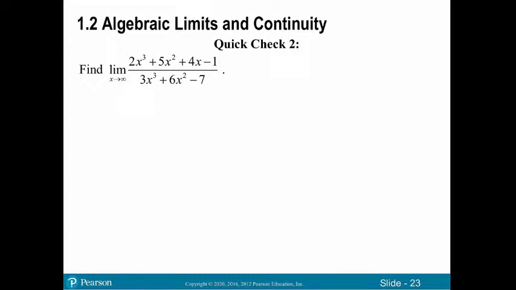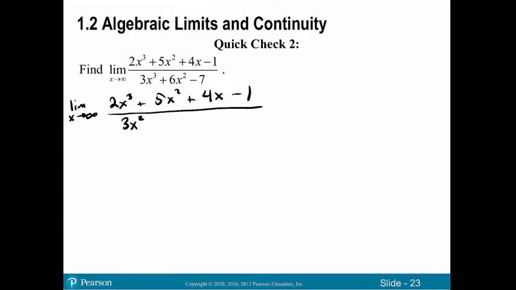Let me start by getting a copy of the original. We have the limit as x tends to infinity. On top we have 2x cubed plus 5x squared plus 4x minus 1. On bottom we have 3x cubed plus 6x squared minus 7.